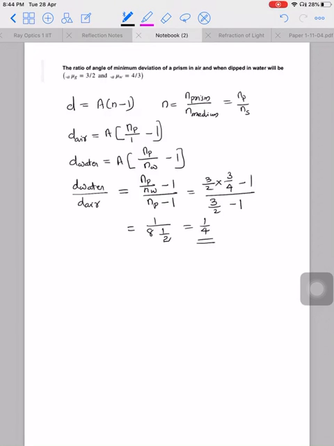Take care that the refractive index N is not the refractive index of the prism. Generally, N is equal to N prism divided by N surrounding medium. Okay, hope you understood the principle.